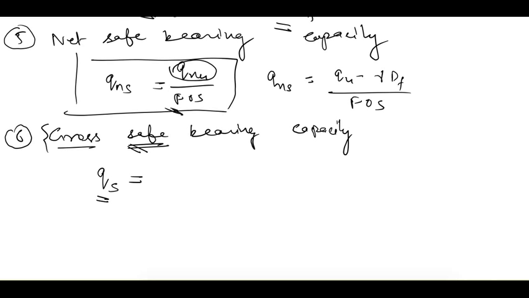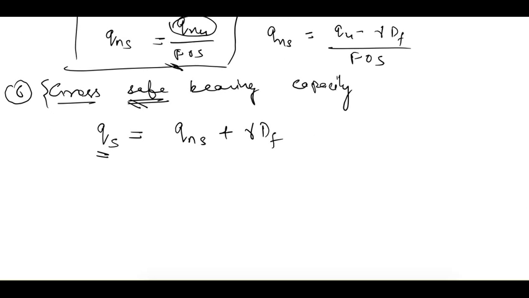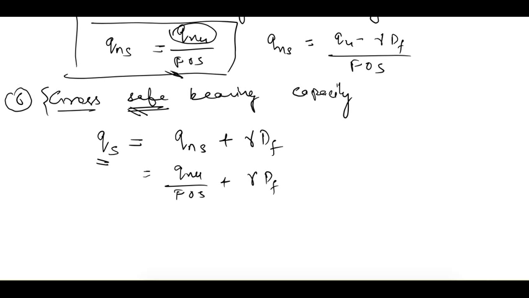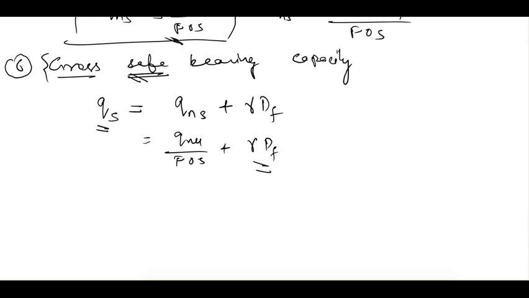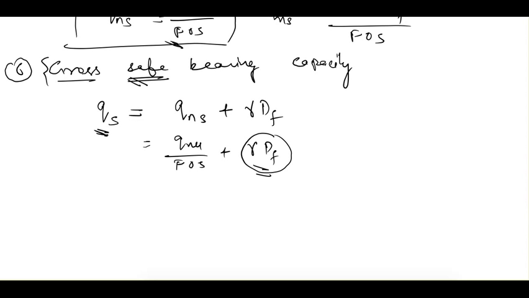So we denote it with Qs, and it is equal to net safe bearing capacity plus overburden pressure. So it is equal to Q net ultimate bearing capacity divided by factor of safety plus gamma Df. Here we are not using any factor of safety for gamma Df, that is the overburden pressure, because this was existing already, so the soil can take it. It will not create any deformation, as I said, so it will be used in full.